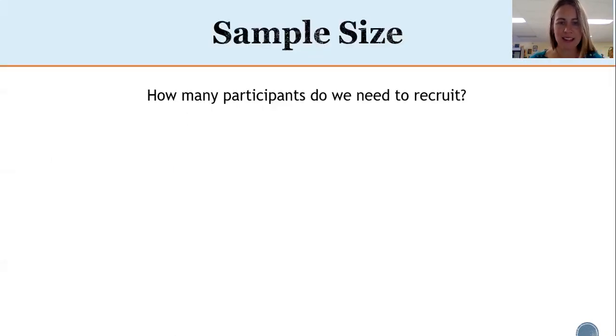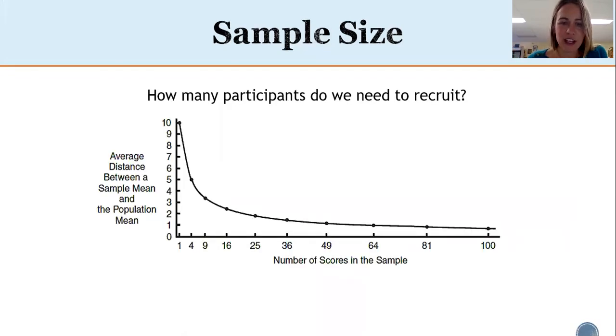So coming back to our class, how many participants do we need to recruit? The law of large numbers says we probably need a lot, but with diminishing returns. Here's a figure from your textbook. It shows the average distance between the mean we might get in our sample versus the mean we'd get in the population as a function of the number of people we have in our sample.